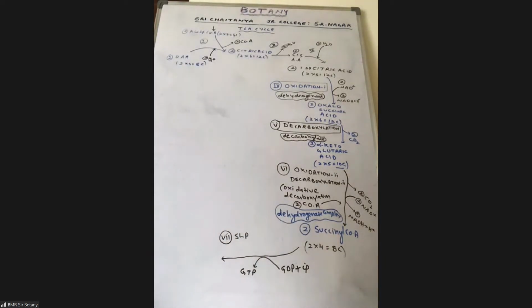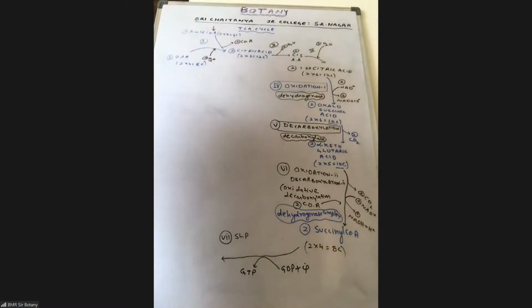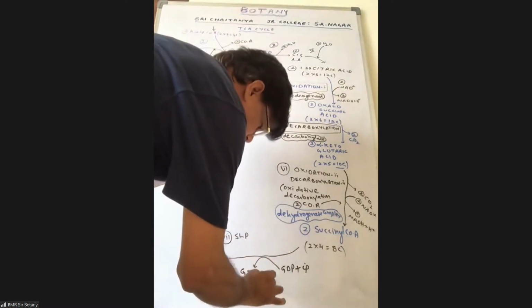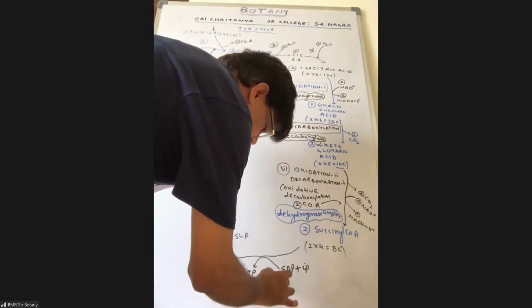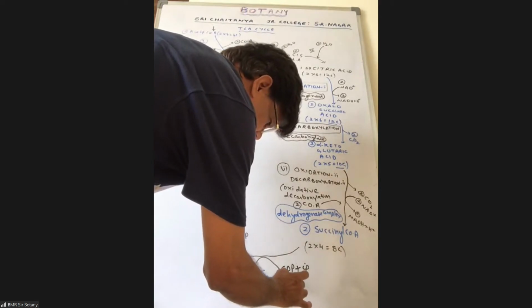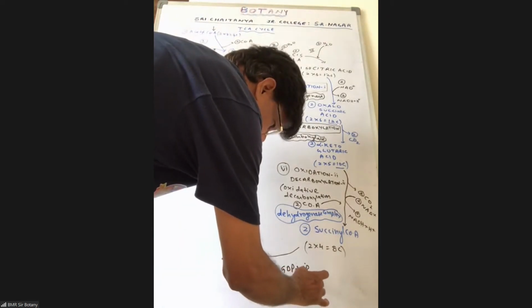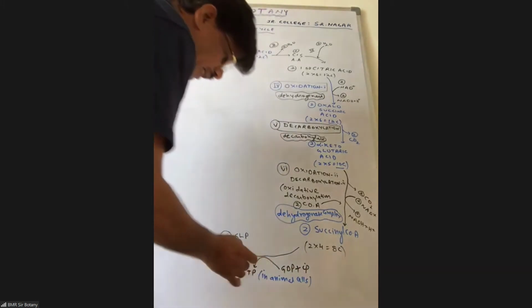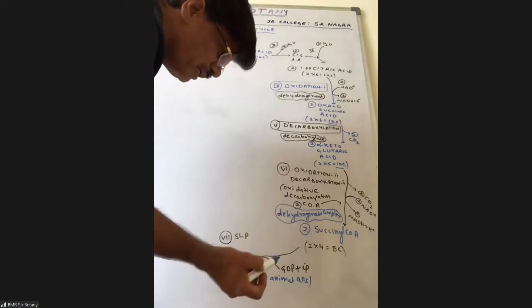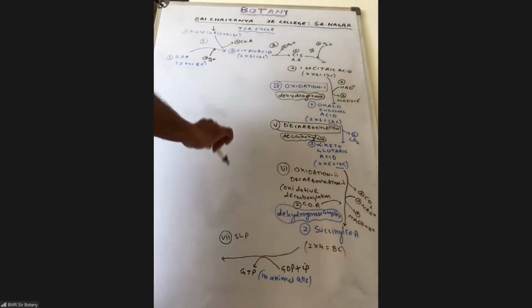In plants, you directly get ATP, Nana. This GTP is in animal cells. So here is a difference between plant and animal cells. This is the case especially in animal cells. Better you make a note. Instead, you get ATP in plant cells. So ADP is added with inorganic phosphate.